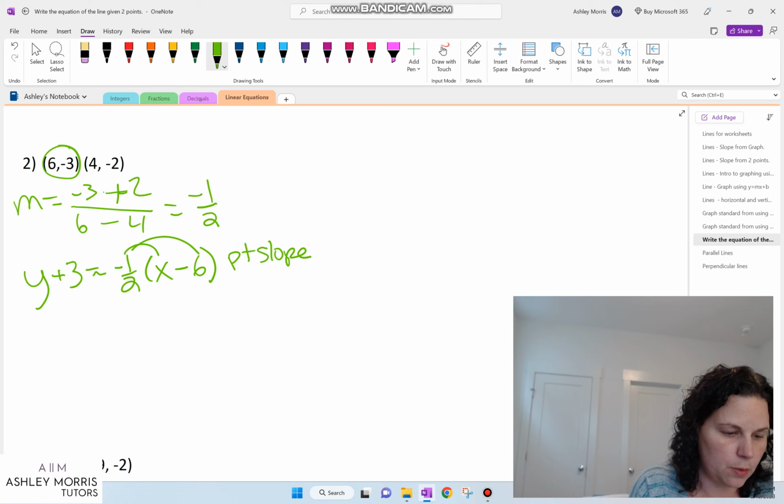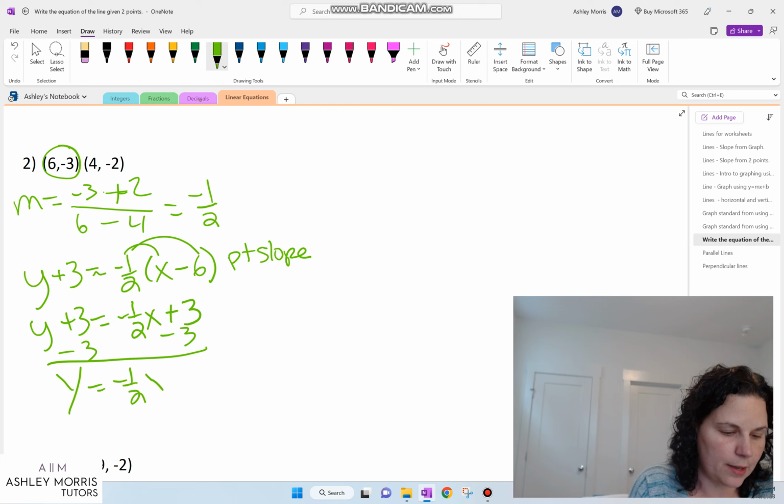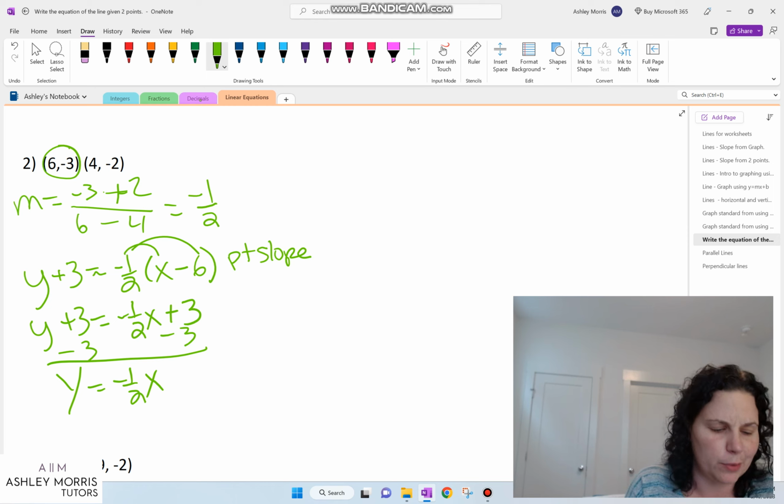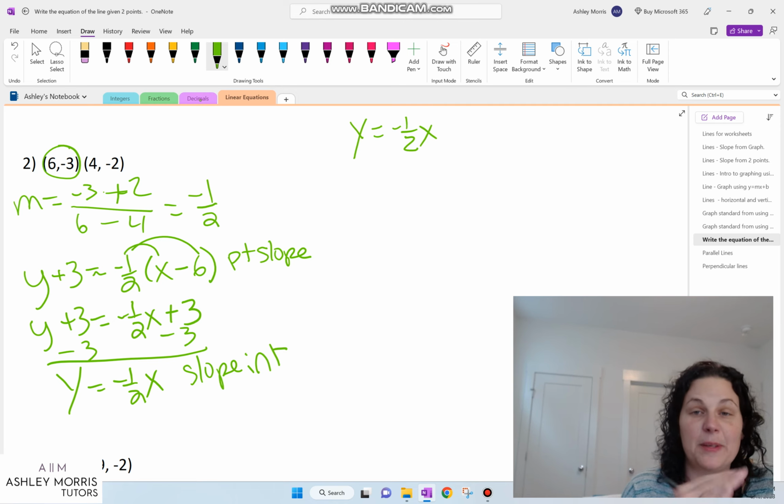Let's distribute that so I can go to slope-intercept. Subtract 3. Y equals -1/2 x. Some people like to put the plus 0, especially if they're going to graph it, but you don't need it. So that's slope-intercept. And then for standard, x and y have to be on the same side.